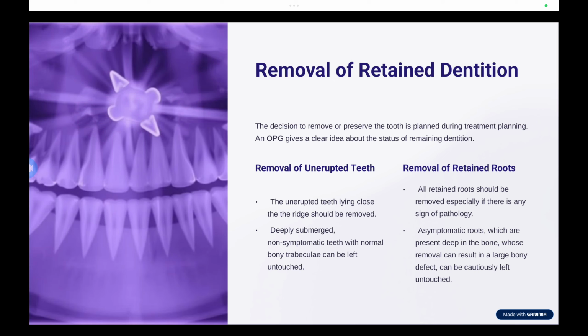Now, removal of unerupted teeth and removal of retained roots. Removal of unerupted teeth: those close to the ridge should be removed. Deeply impacted, asymptomatic teeth with normal bony trabeculae can be left untouched. Removal of retained roots: all retained roots, also known as root stumps, should be removed, especially if there is any sign of pathology, abnormality or pain. Asymptomatic roots which are present deep in the bone, whose removal can result in a large bony defect, can be cautiously left untouched.